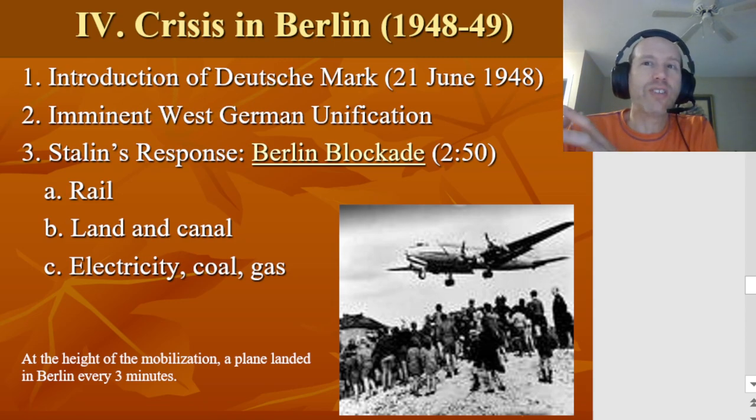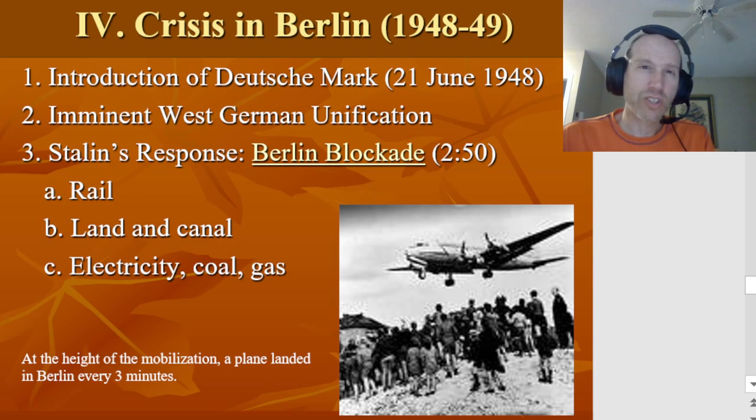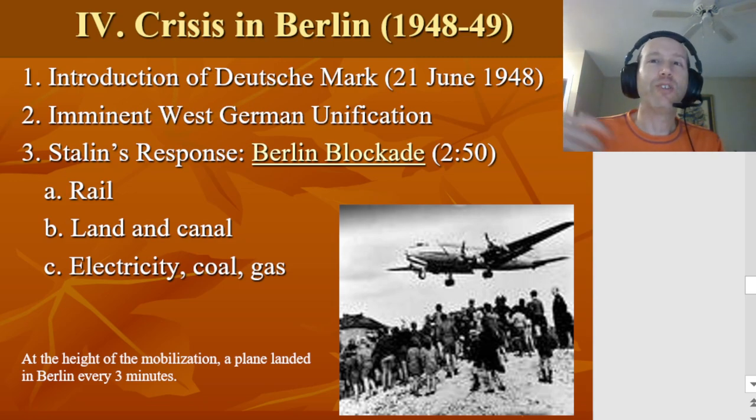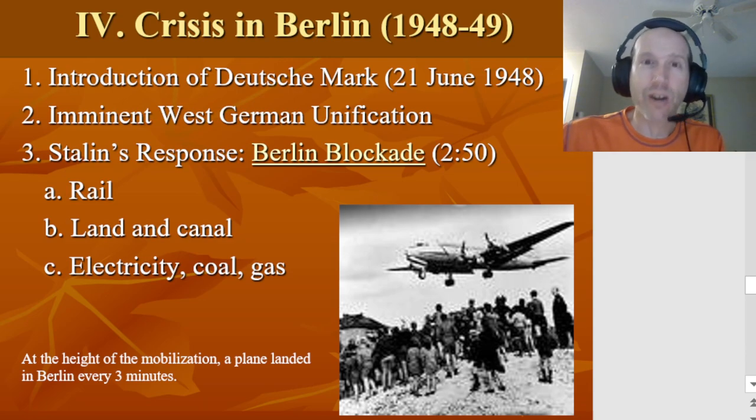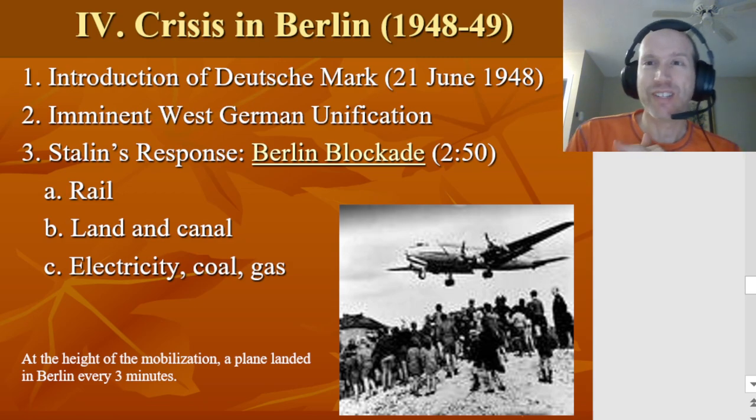Now, the beginning of this process, to signal that the United States was getting ready to reintegrate the Western zones regardless of any agreement reached with the Soviet Union, was the introduction of a new currency for occupied West Germany. So instead of the Reichsmark, they were going to introduce a new currency called the Deutsche Mark, or German Mark. Now, the reason for that was very simple.